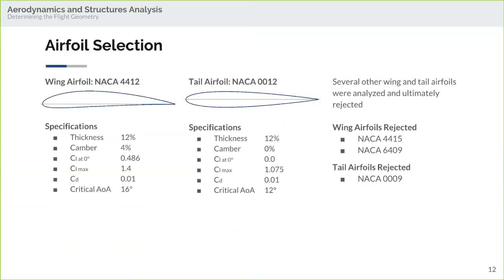As far as the airfoil selection goes, we analyzed multiple airfoils following a similar pattern to that of the structures team. Essentially, the wing airfoil that we finalized on was the NACA 4412, which has a thickness of 12%, a CL max of 1.4, and a critical angle of attack of 16 degrees. For our tail, we chose the NACA 0012, which again has a thickness of 12%, a CL max of 1.075, and a critical angle of attack of 12 degrees. Both these airfoils are thick enough to allow us to integrate servos or other sensors to operate our control surfaces. The other airfoils that we analyzed, you can see there on the right.